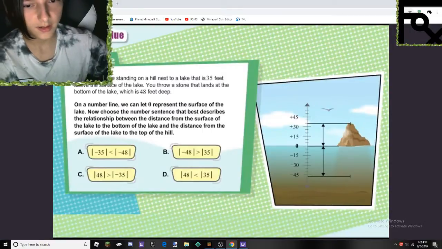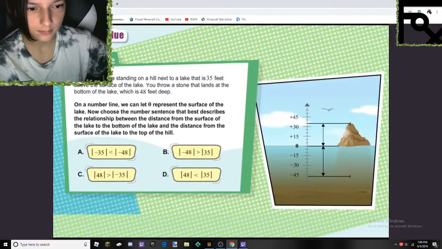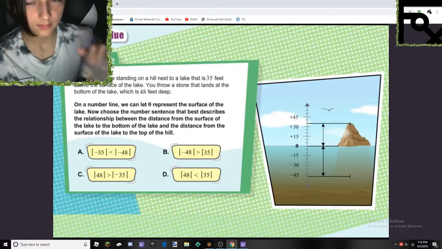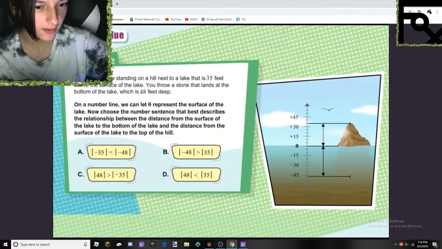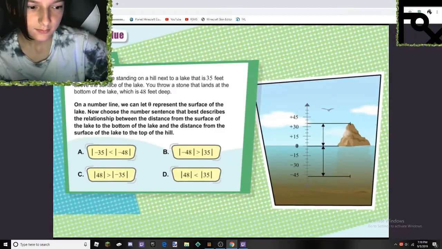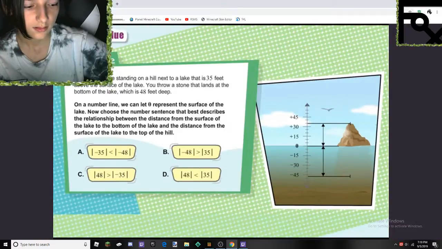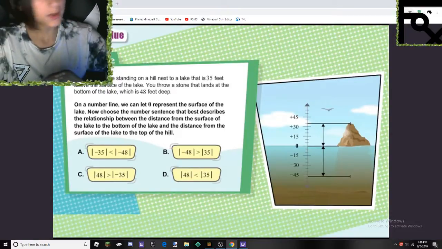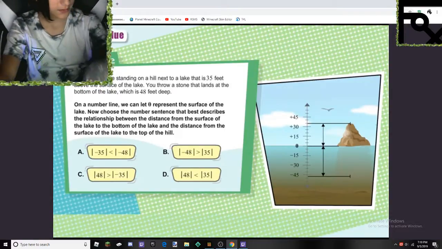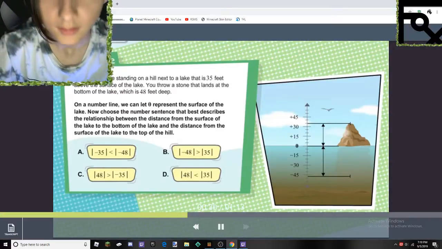Suppose you are standing on a hill next to a lake that is 35 feet above the surface of the lake. You throw a stone that lands at the bottom of the lake, which is 48 feet deep. On a number line, we can let 0 represent the surface of the lake. Now choose the number sentence that best describes the relationship between the distance from the surface of the lake to the bottom of the lake and the distance from the surface of the lake to the top of the hill.